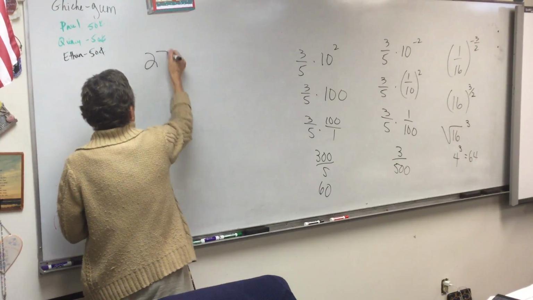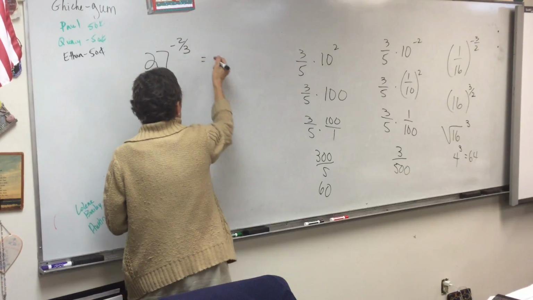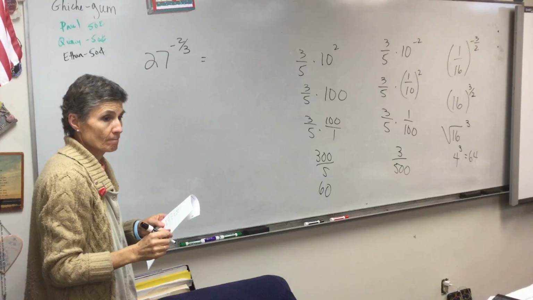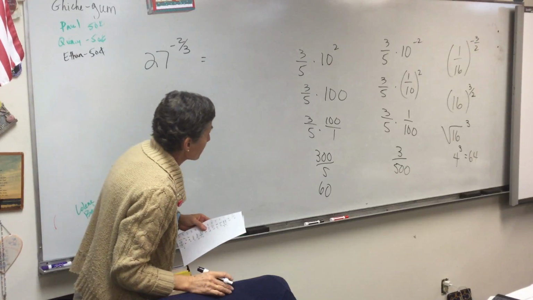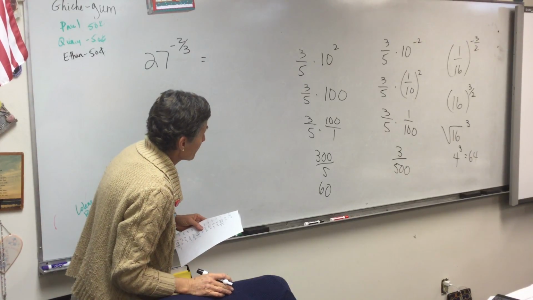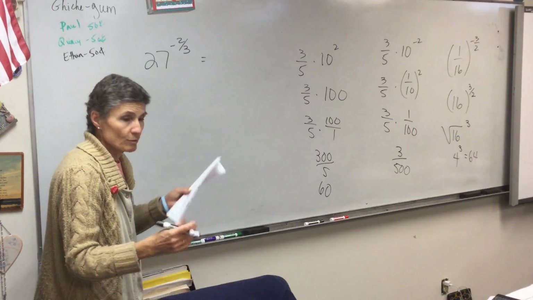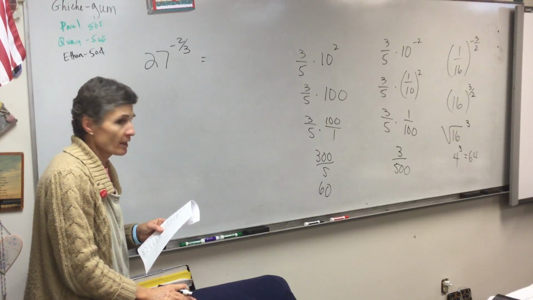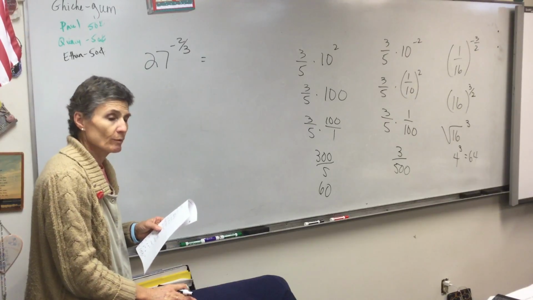27 to the negative 2/3. I feel you never write the 2. When you write a square root, you don't. You can if you want, but you don't. If you look at the button on your calculator, it doesn't have a 2 in it. The square root, you just don't write it.